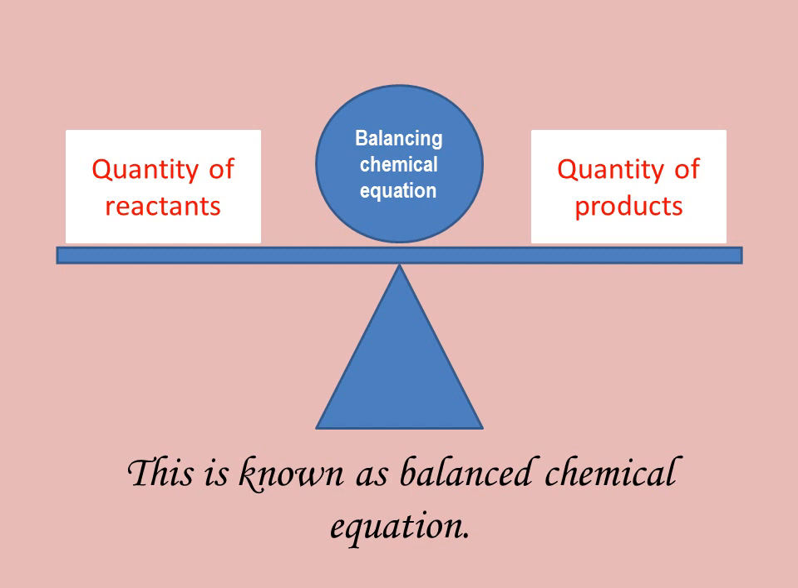A chemical equation in which the number of atoms of each element in the reaction is equal on both sides of the equation is called a balanced chemical equation, which means the quantity of reactants and the quantity of products should both be balanced on both sides. This is known as a balanced chemical equation.